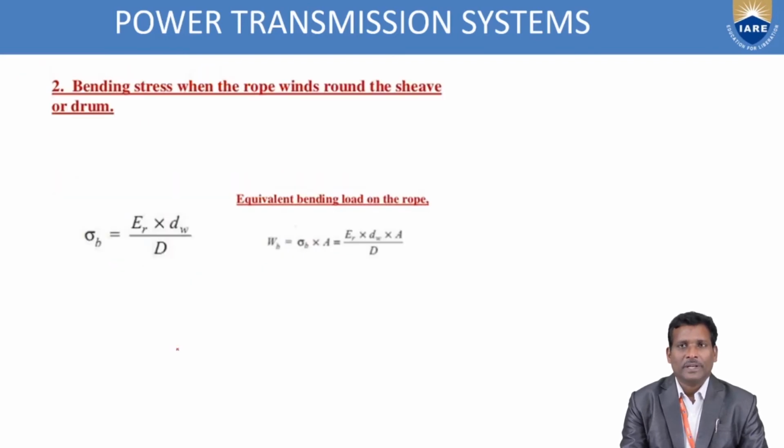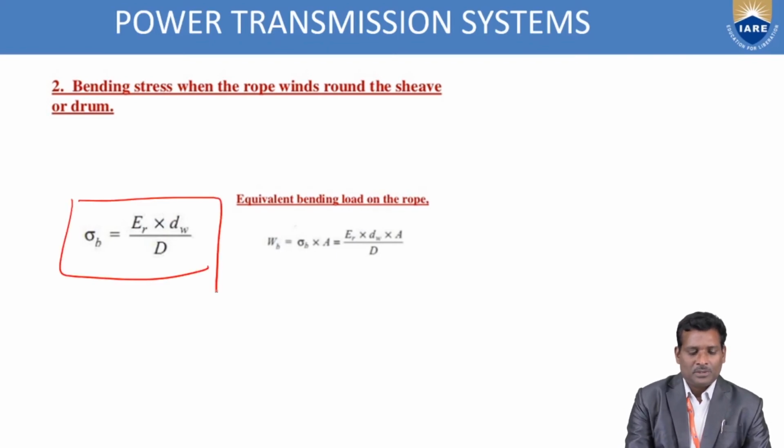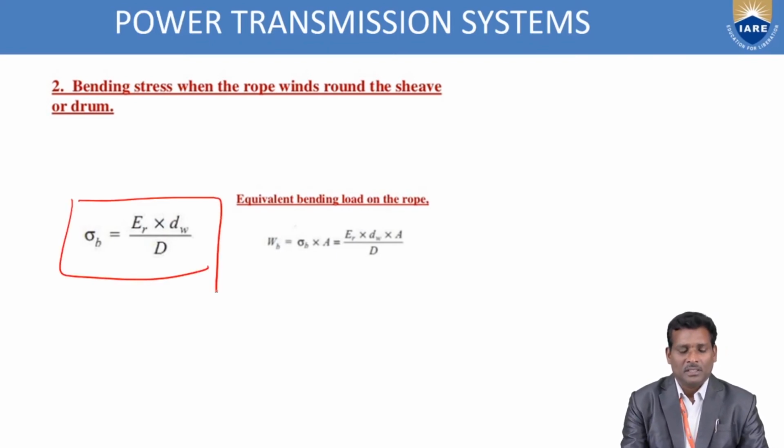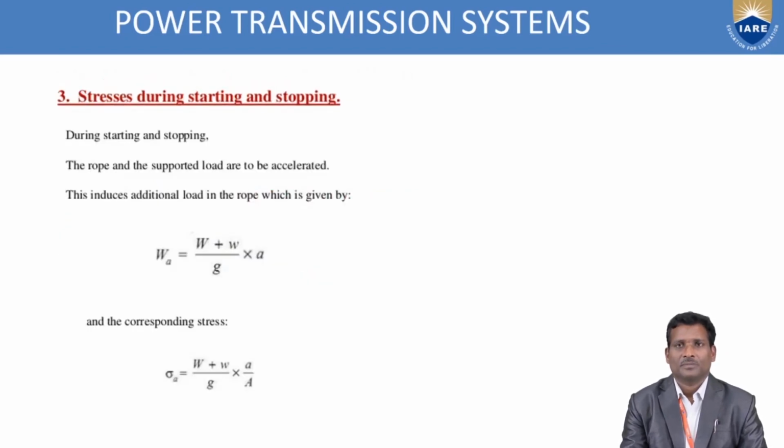The second one is bending stress. When the rope is wound around the sheave or drum, the bending stress is calculated using this formula. Here capital E is the Young's modulus of the rope material, small d is the wire diameter, and capital D is the sheave or drum diameter. The equivalent bending load on the rope is calculated using this formula.